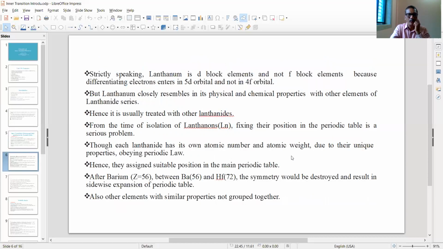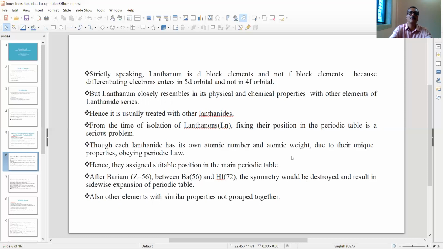Now, if you see the position of lanthanum in the periodic table, it is in group 3. Group 1 is the alkali metals, group 2 is the alkaline earth metals, and group 3 to group 10 are the transition elements. That is why lanthanum is actually a d block element, not an f block element, because in that case the differentiating electron enters the 5d orbital, not the 4f orbital.